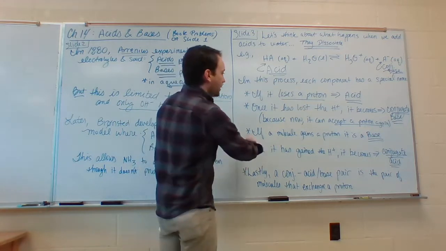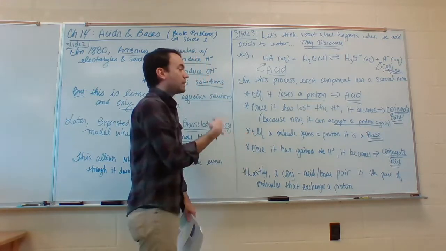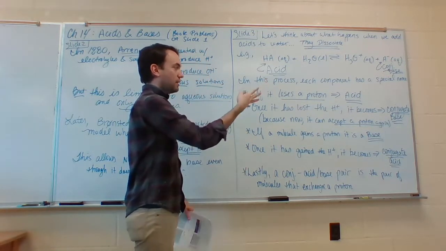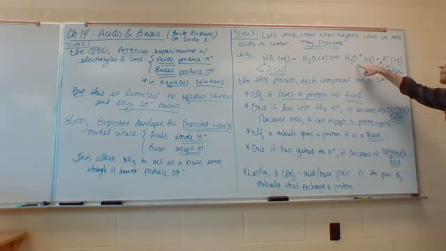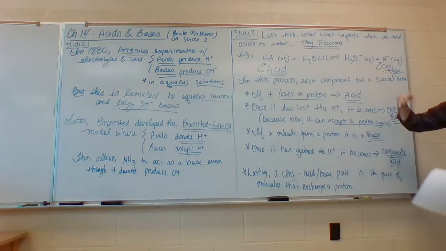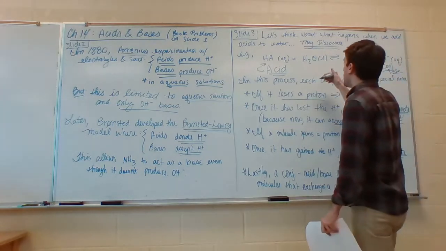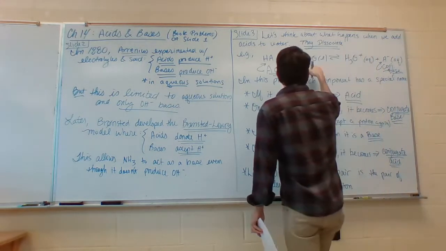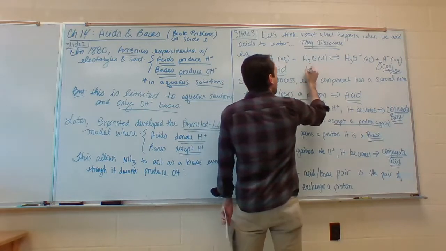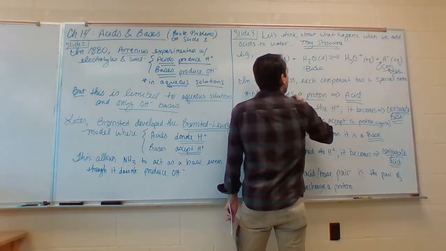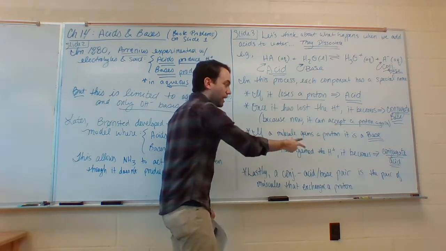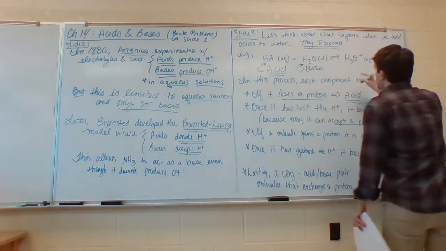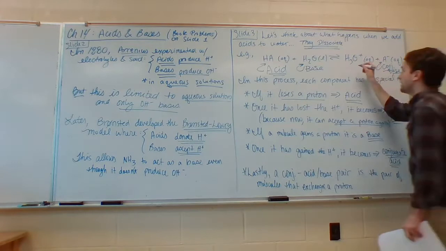Now, if a molecule gains a proton in the process, then it's going to be our base. Now, notice that H2O became H3O plus. So it gained an H plus, or a proton. That means that since this molecule was what gained it, that becomes our base. And then once it has gained the proton, it becomes our conjugate acid.